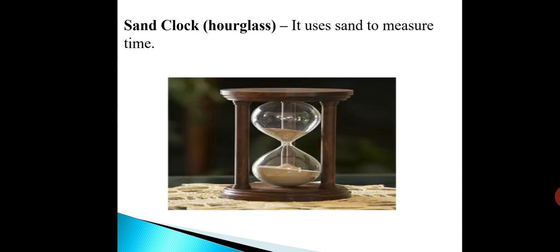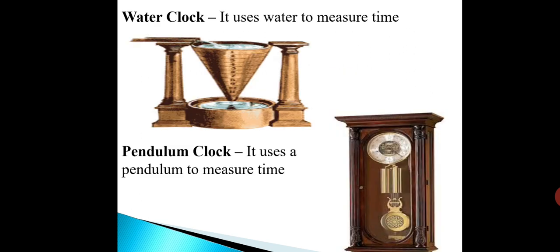Another instrument we have is the sand clock. You must have seen this sand clock in many pictures and movies. We call it an hourglass. It uses sand to measure the time. Now you can see the sand is moving down. So when this sand moves down, it tells you the time, 1 hour or whatever it is. Okay, fine. Next you have a water clock. It uses water to measure the time. These pictures are all in your NCERT book, but I have elaborated a little more on them. Can you see this? Water is coming down.